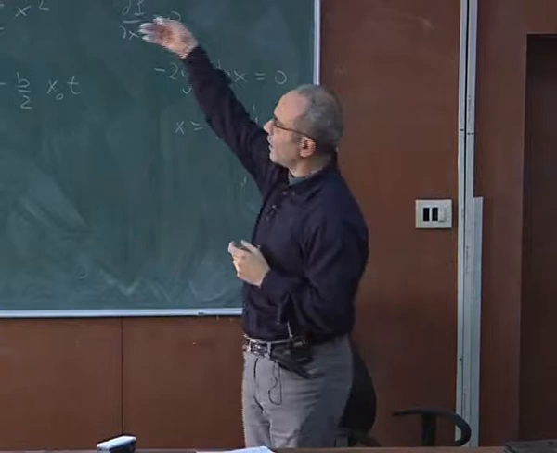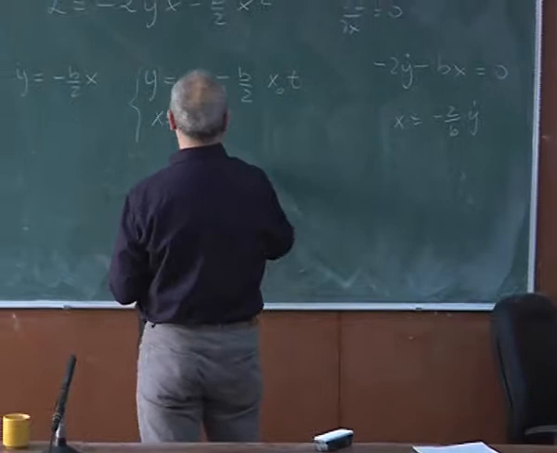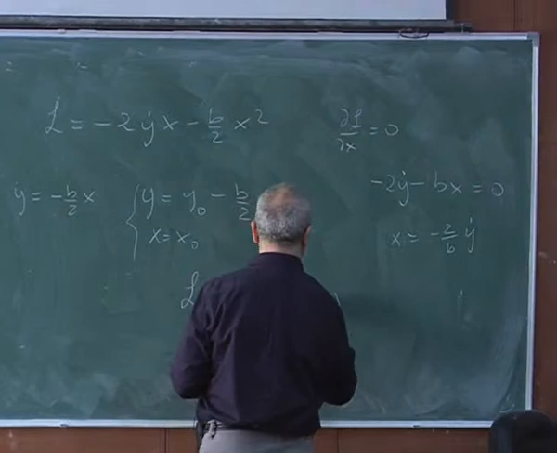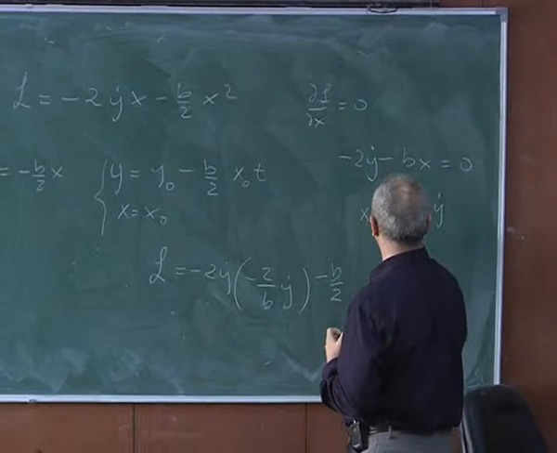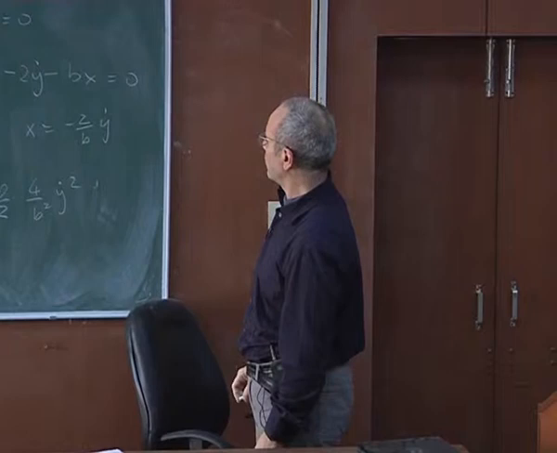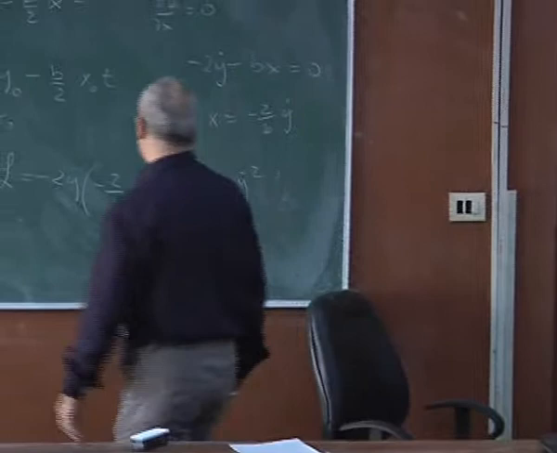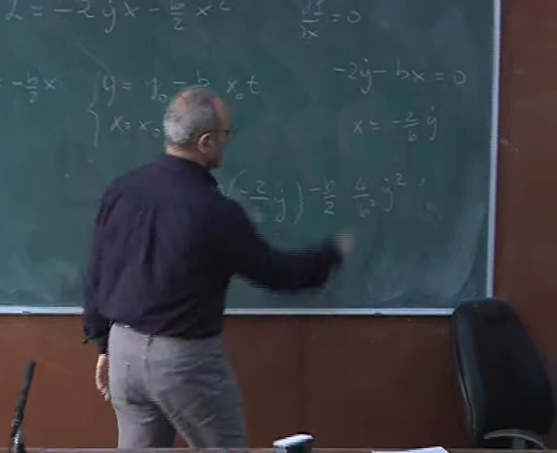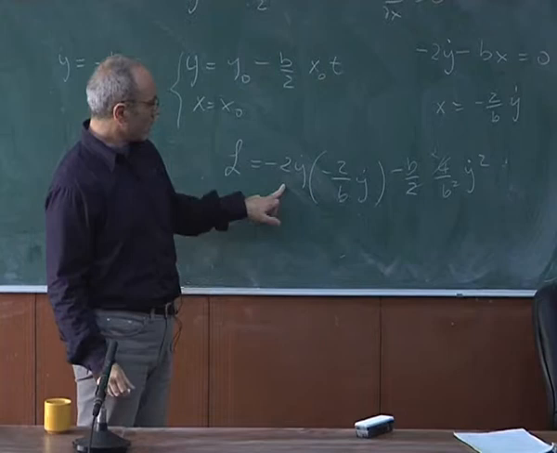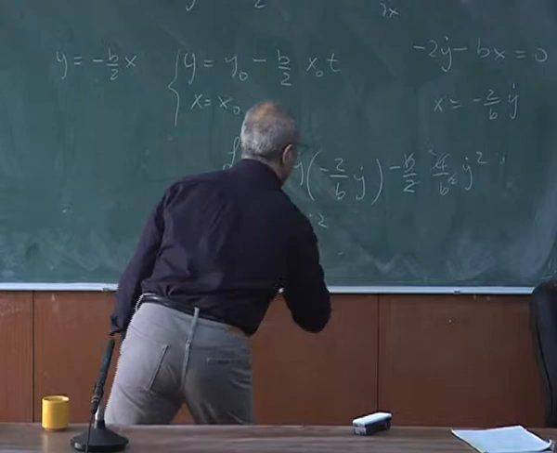And then I put it back in the Lagrangian. Okay, that's the fundamental step. So L will be minus 2 y dot x, which is minus 2 divided by b, y dot, minus b divided by 2, x squared, which is 4 divided by b squared, y dot squared. Okay? All right? Now, you can see what happens here: I will get plus 4, and here 2 minus 2. So I will get 2. So this one can be simplified: 2 divided by b, y dot squared. Okay?